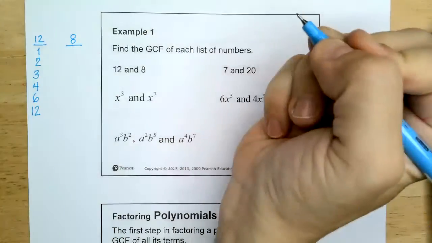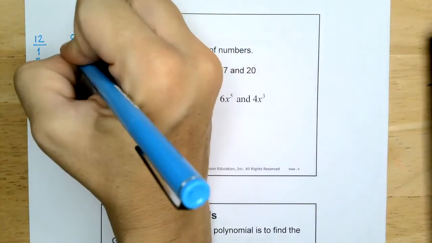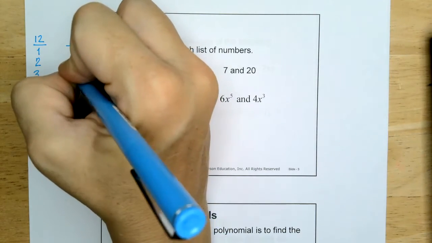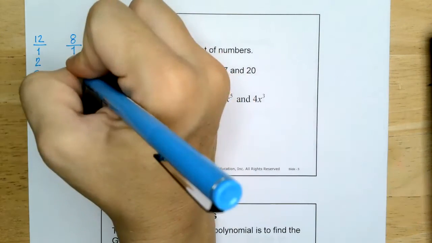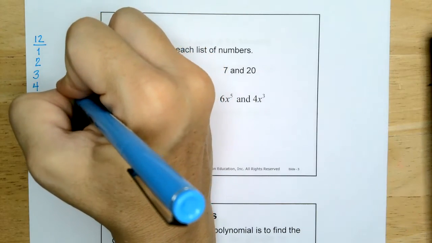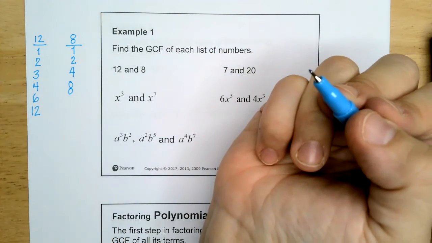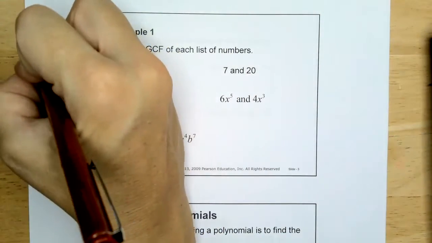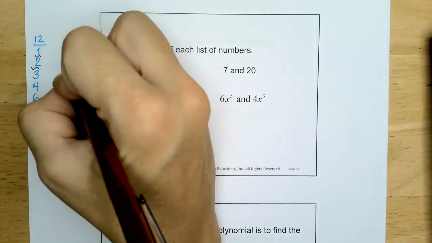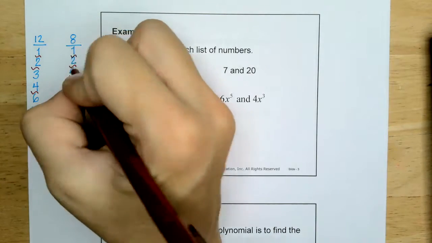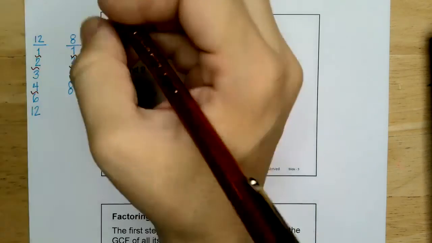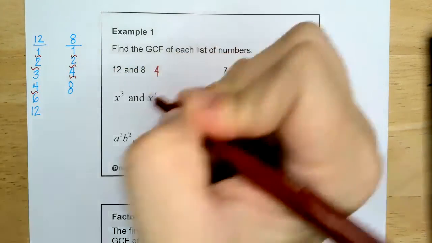And then I have the number 8, okay? I can divide 8 by 1. I can divide 8 by 2, and I get 4. And then if I divide 8 by 1, I get 8. So those are all the factors of 8. The common factors are 1, 2, and 4, okay? The greatest common factor is going to be 4.